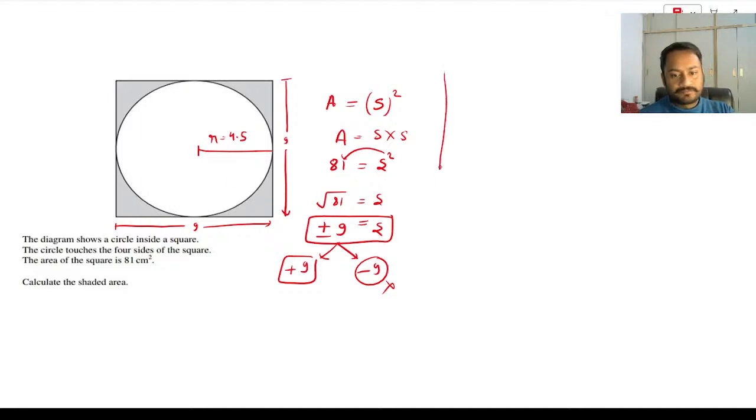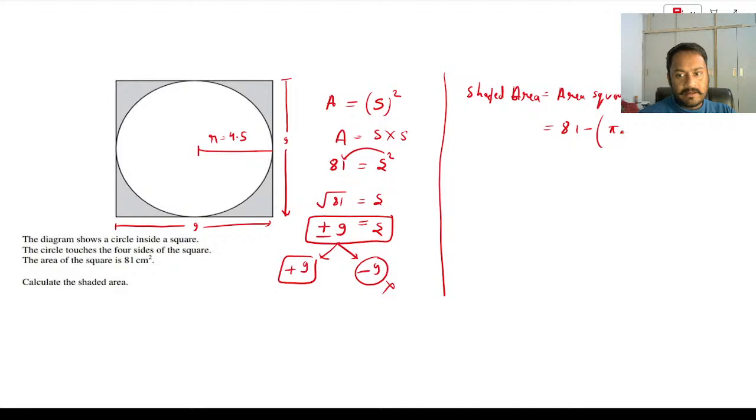Okay, so now we can find the area. Area of square is already given, that is 81. So shaded region, shaded area we can find. Shaded area is equals to area of square minus area of circle, right? So area of square already given to you 81 minus area of circle is how much? Pi r square we need to find. So 81 minus bracket pi into r, which will be 4.5 square.